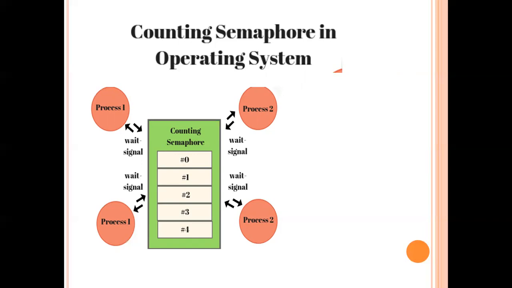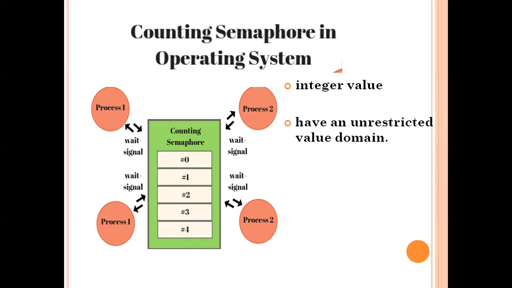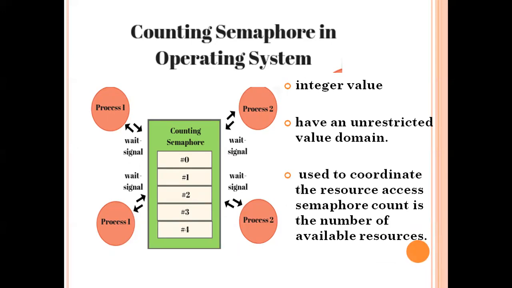And whenever a process enters, we know that two signals are important: down signal and up signal, or wait or signal, it can be called. So counting semaphore is an integer value. It has an unrestricted value domain, no domain restriction is there, and is used to coordinate the resource access semaphore count.